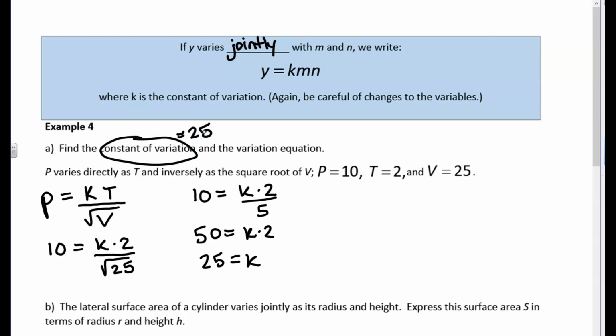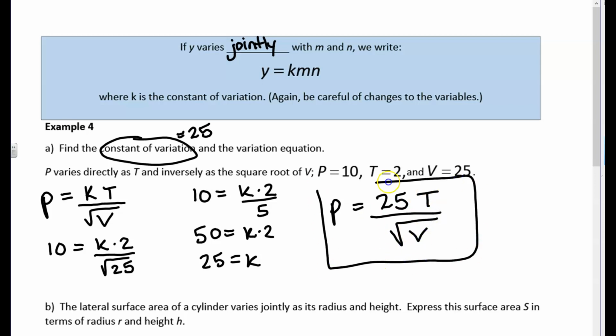And now for my variation equation, I've got to plug the constant back in. It's going to be P equals 25t over the square root of v. And that is my final answer.